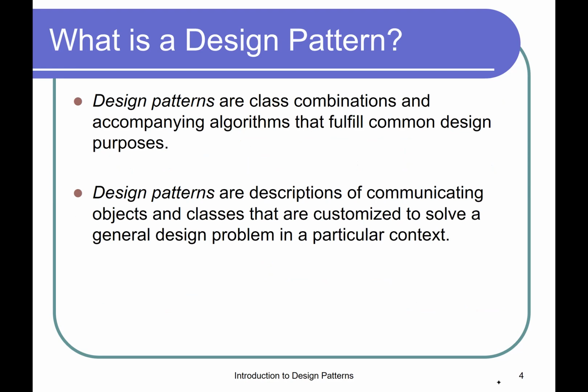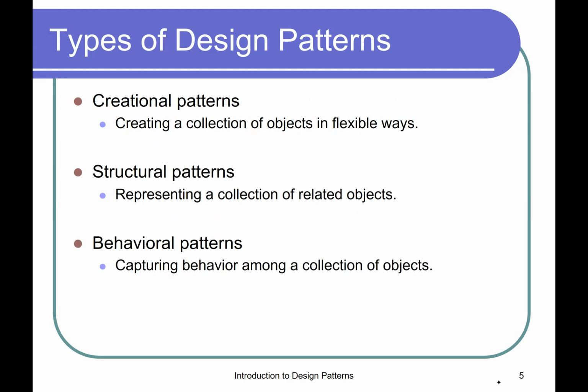So design patterns are class combinations with some sort of algorithm to fulfill a common design purpose. They are descriptions of communicating objects and classes, customized to solve a general problem in a particular context. The general problem is the abstract problem that we talked about, and the particular context is the specific concrete problem that we actually began with. The first time it was Super Mario, the second time it was the knight piece in chess, but both of them belong to the abstract problem of state-dependent behavior that I need to exhibit.